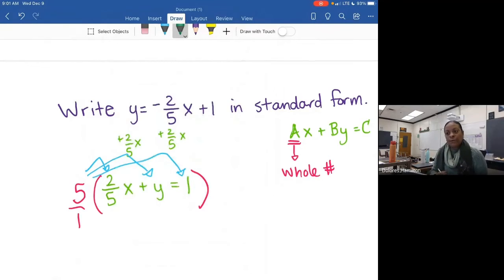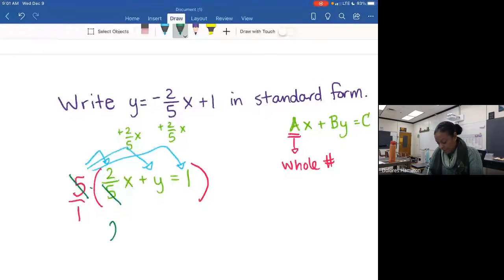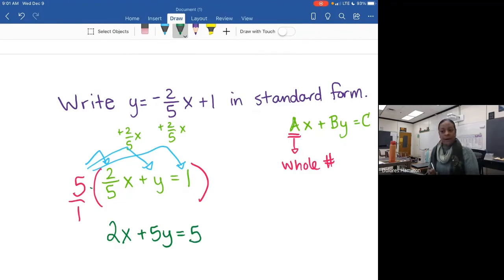So we're ready to distribute that 5. When I multiply 5 to 2/5, that 5 cancels with the 5 in the denominator. So that leaves us with 2x. But don't forget, every term needs to be multiplied by 5. When we multiply 5 to y, we get plus 5y. And lastly, when we multiply 5 to 1, it equals 5. And now this equation is in standard form. My a, my b, and my c are all whole numbers.